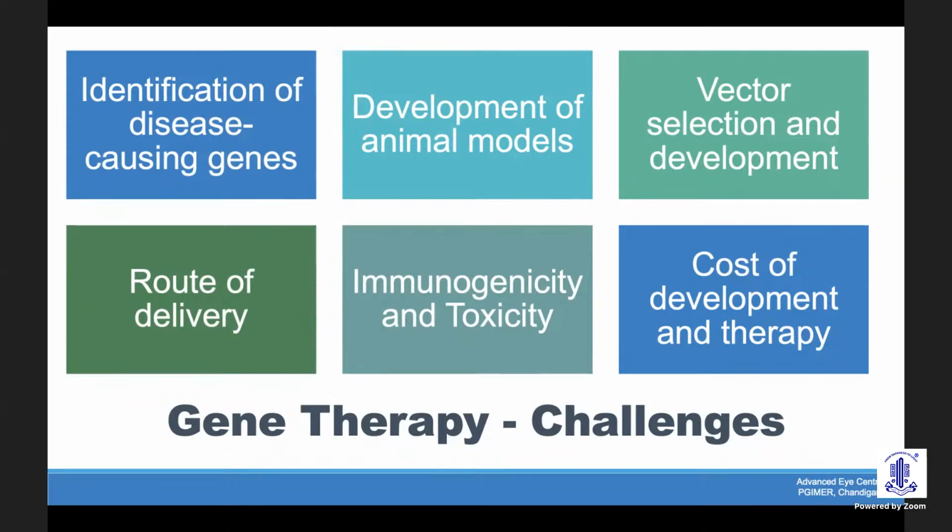The route of delivery, as we talked about, the method of delivery is going to be important. Immunogenicity and toxicity is something that is lately being talked about, even with the Luxturna therapy, where you are seeing some progressive atrophic changes in the long term in these patients. Because it's something external that we are introducing into the eye, the behavior is always going to be unpredictable. So we are learning along the way as we are doing that.